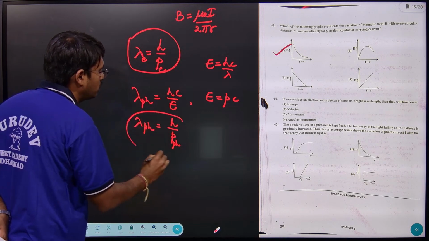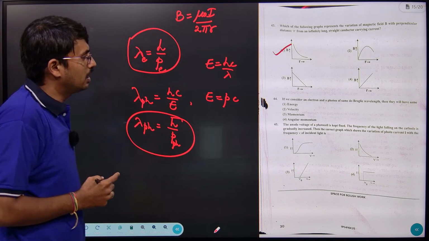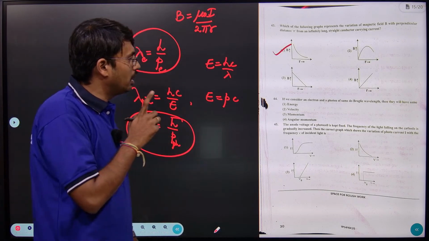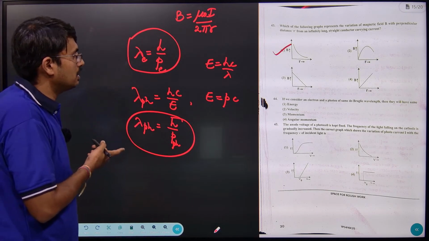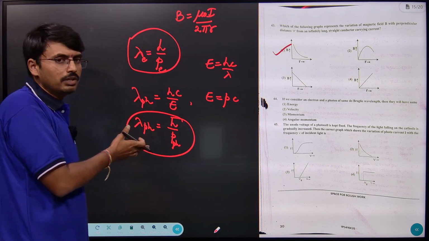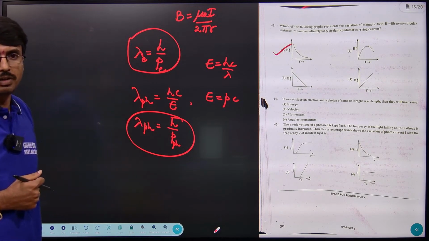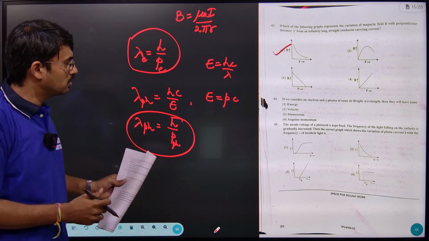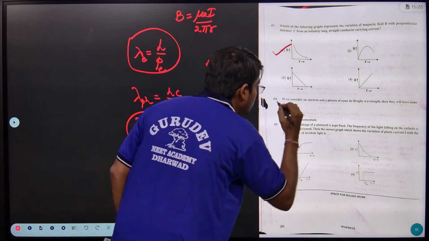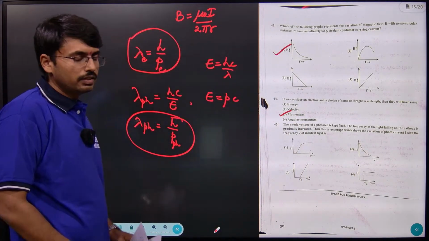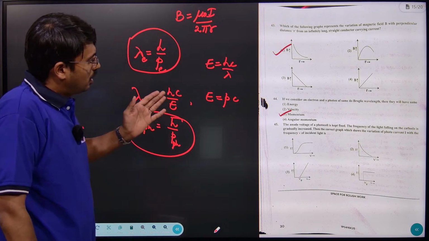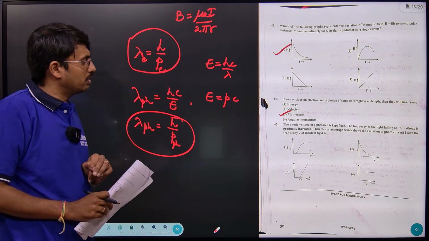When you compare these two equations, what is the given condition here? The given condition is the wavelength is the same. If the wavelength is the same, what else will also be the same here? That is, the momentum of the electron and the photon becomes the same. Is this one clear? So option 3 is the right answer. I hope it is clear. So now we'll look into the next question, that is 45.